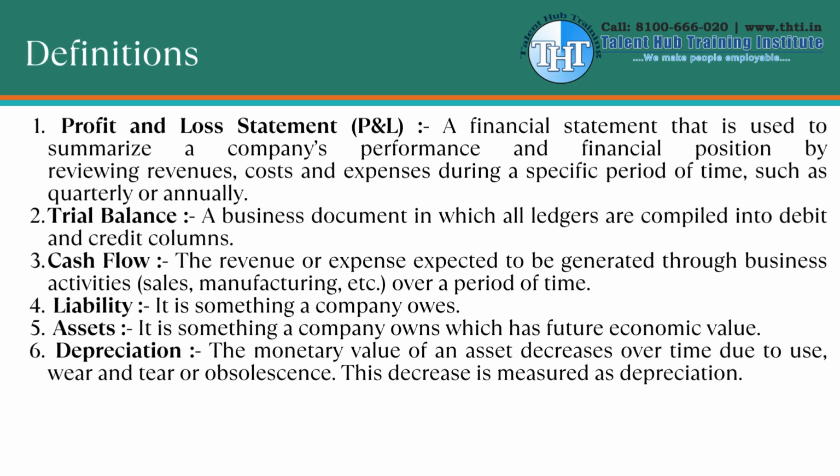Cash flow, the revenue or expense expected to be generated through business activities, sales, manufacturing, etc., over a period of time. Liability, it is something a company owes. Assets, it is something a company owns which has future economic value. Depreciation, the monetary value of an asset decreases over time due to use, wear and tear or obsolescence. This decrease is measured as depreciation.